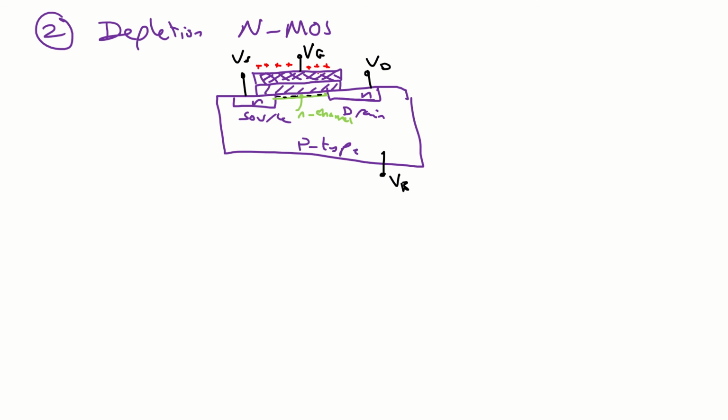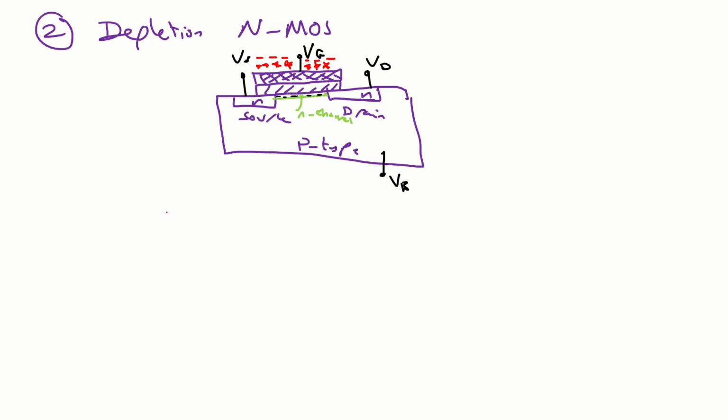To make the device off, what should be the charges here? Or what should be VG? If we apply negative voltage, part of the electrons will be repelled away from the surface. That means there is an opportunity that the channel thickness will be 0.